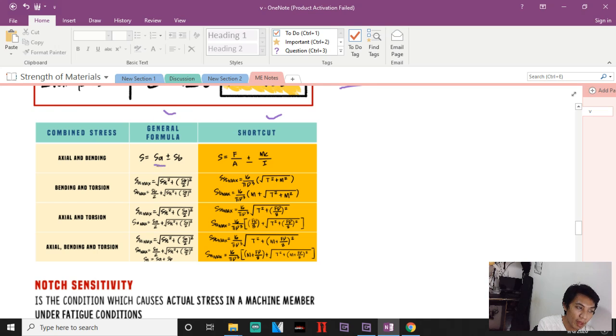SA, axial, SB, bending, where your axial is always the area projected below the F, plus or minus, depending on the problem, and MC over I. For bending and torsion, you will use the torque and then the moment. Torque and moment are different, and that is specified in the problem. Torque is the twisting moment, and moment can be flexural or bending.